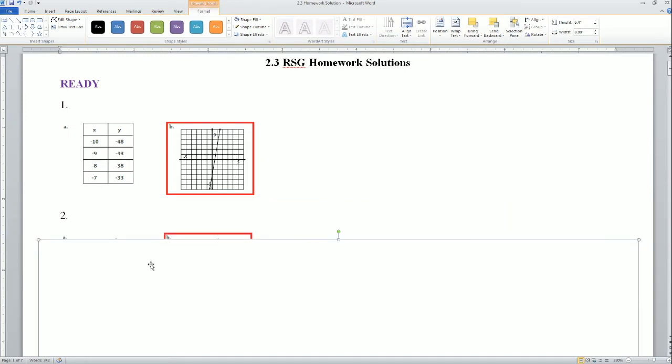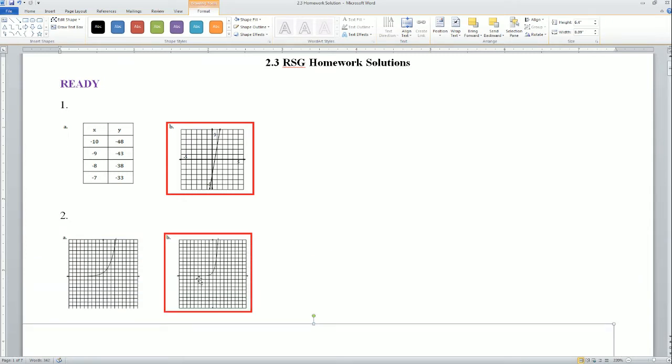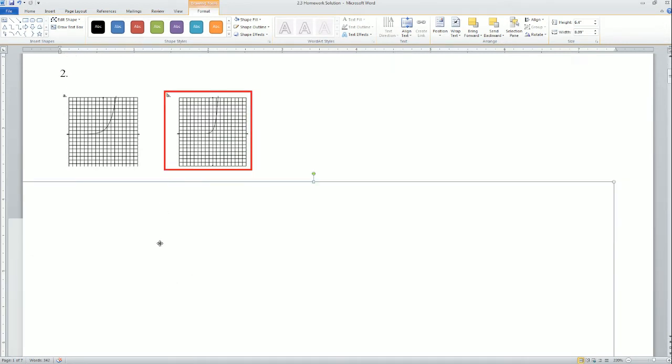Okay. Number 2, this one has a larger slope because you see how it is increasing faster. You see right here, it's lagging behind. Then it shoots up here. It doesn't lag that much. It just shoots automatically up. So B is bigger in that case.